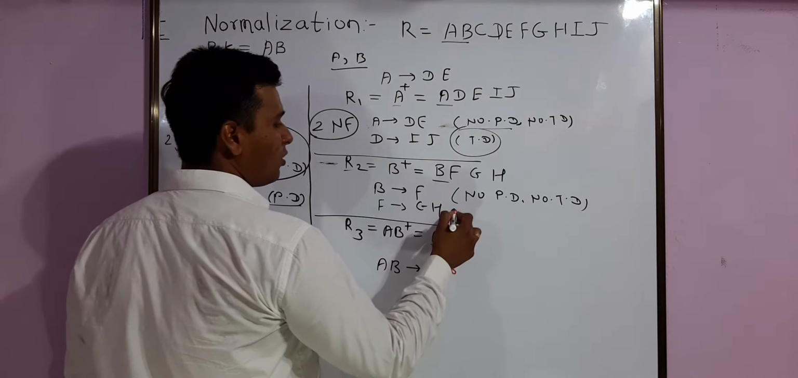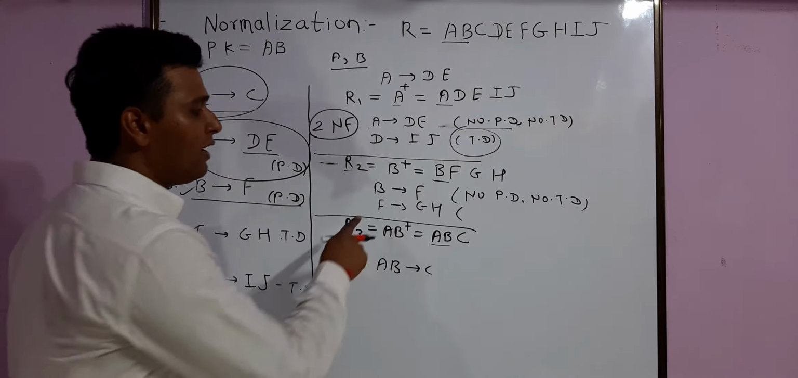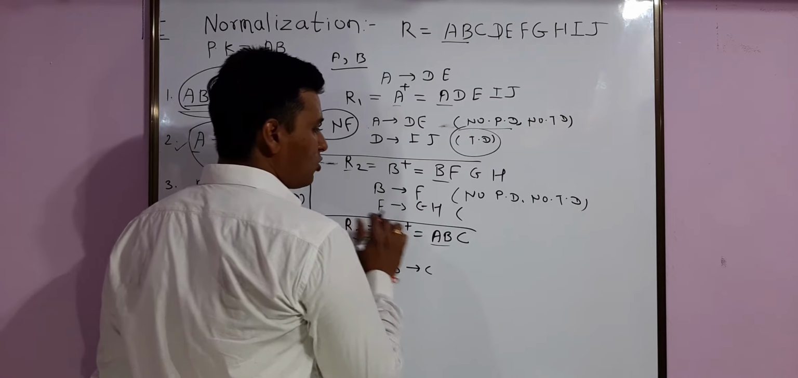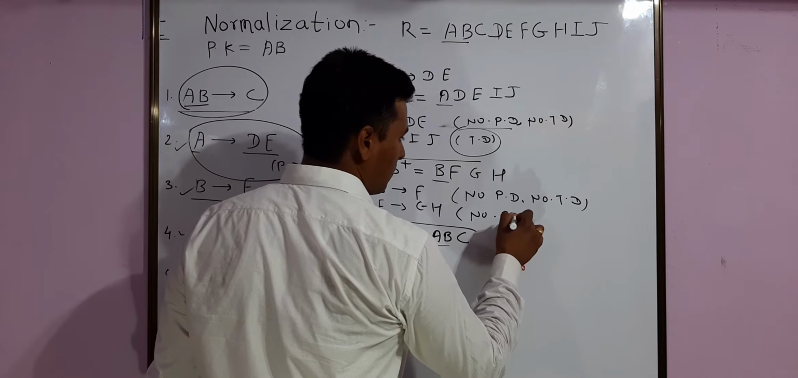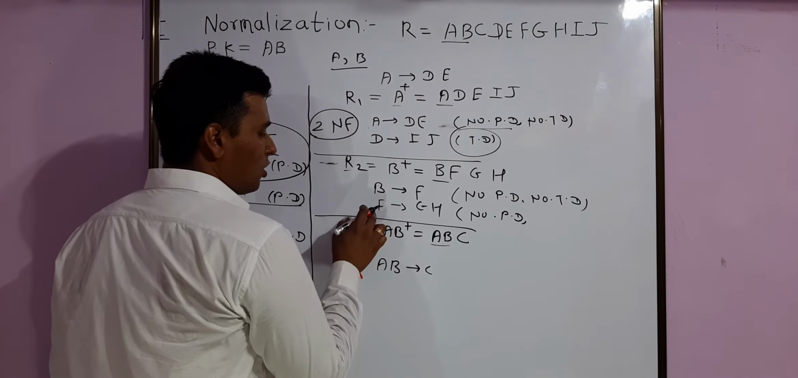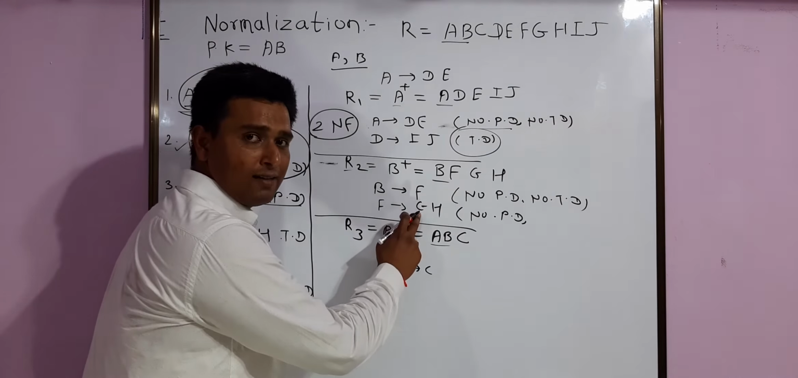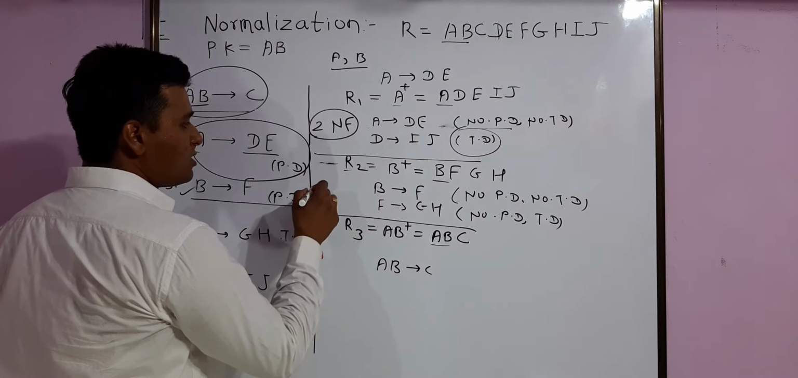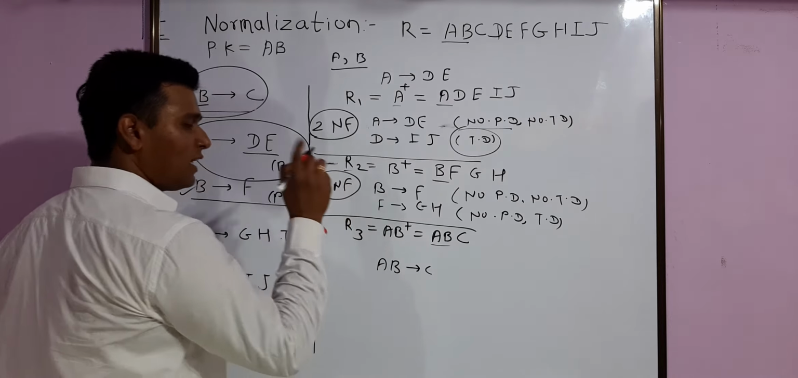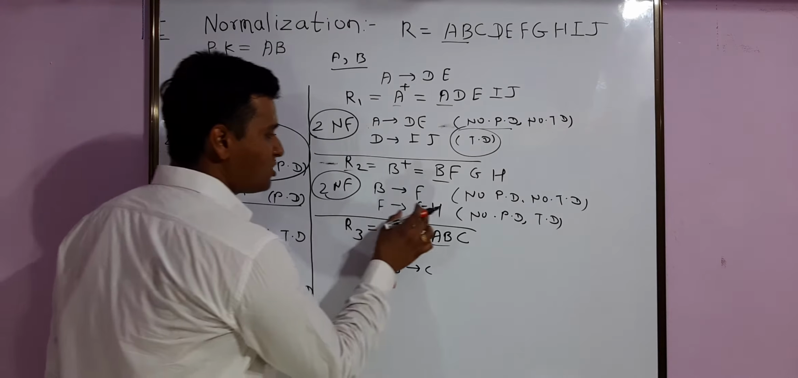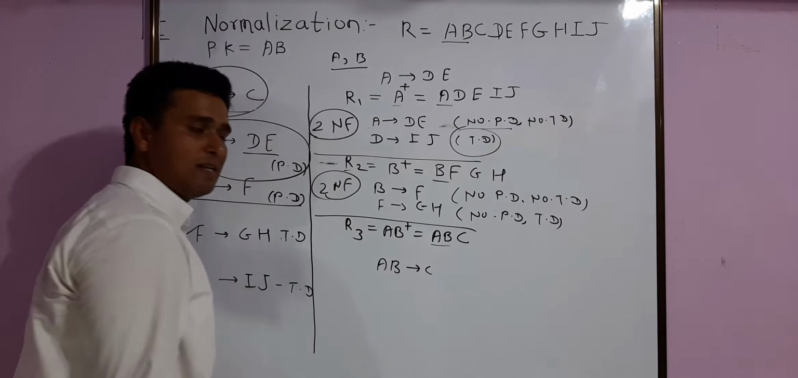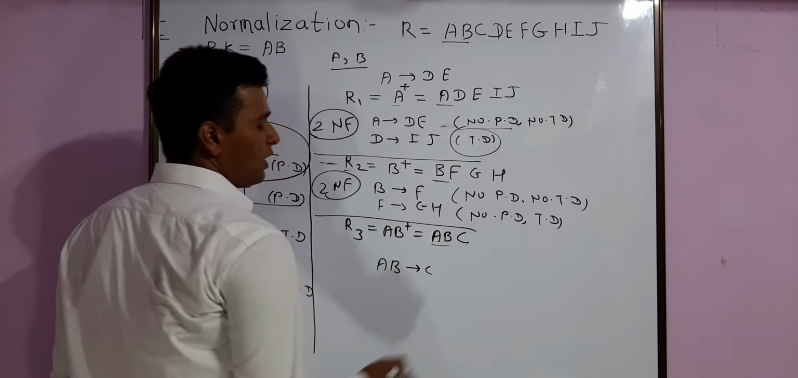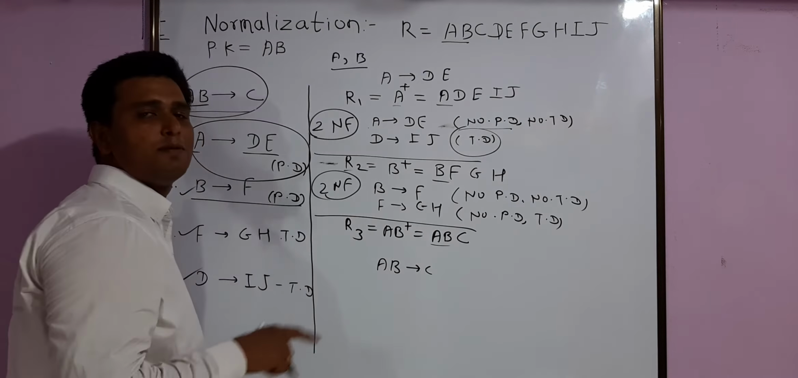Okay. And think about this relation: F determines GH. Can you find here any partial or transitive dependency? So here F is not part of a key, so definitely no partial dependency. But here F is a non-key attribute and GH is a non-key attribute. You can say that here is a transitive dependency. So you can say that R2 is in 2NF. It is not in 3NF. Why? Because in this functional dependency you are getting transitive dependency. Okay. So only one functional dependency having transitive dependency is sufficient to say that the relation is not in 3NF.